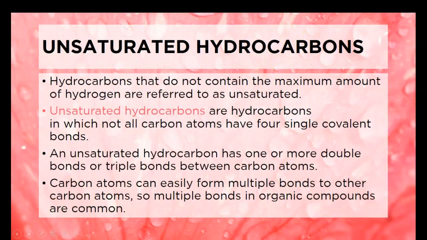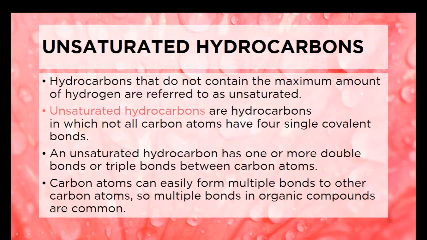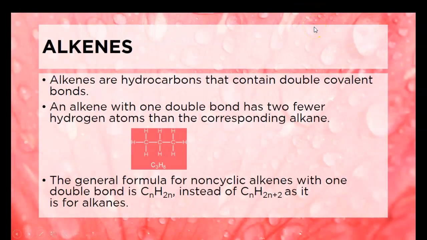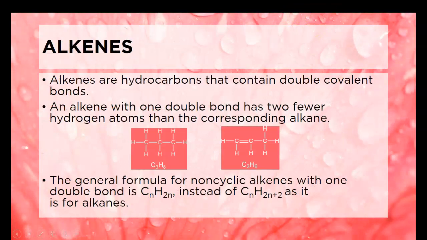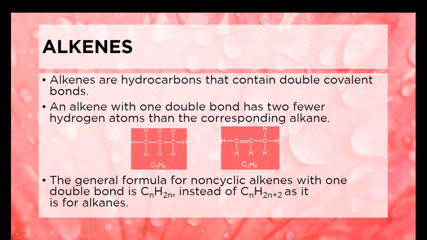So now we're going to get into unsaturated hydrocarbons. This is where we don't have the maximum amount of hydrogens, and we start to form double bonds and triple bonds in between the carbon atoms. So an alkene, well, first of all, the one on the left is an alkane we're familiar with. It's propane.